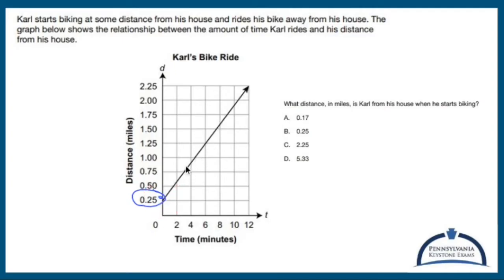Am I doing too much? Yeah, probably. But in fact, I can't even look at this and find the slope right away. I'm not wearing my sunglasses. What distance in miles is Carl from his house when he starts biking? Well, that's easy. I just solved that anyway, so I don't even have to worry about speed. But yeah, that's it. 0 minutes, he's already 0.25 miles in distance. And it says up here, away from his house. So there you go. Pretty easy.